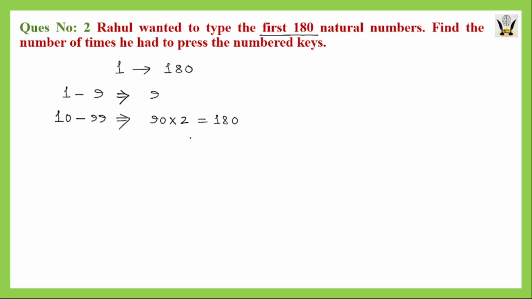And then for the third part, all the numbers will be of 3 digits, so it will start from 100 and the last number will be 180. Now from 100 to 180 there will be a total of 81 numbers, and each number is of 3 digits. So if Rahul wants to type a 3 digit number, he needs to press the keys thrice for typing every number, and there are a total of 81 3 digit numbers. That means in total he needs to press the keys 81 multiplied by 3, that is 243 times.